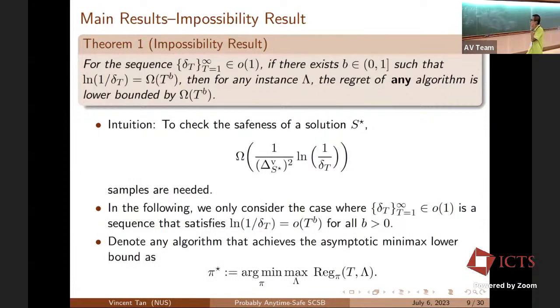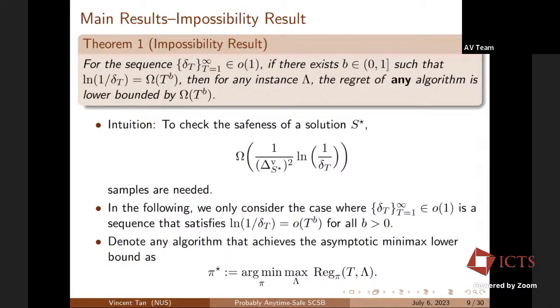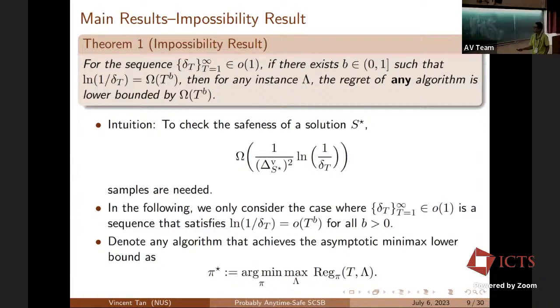Let us denote any algorithm that achieves the asymptotic minimax lower bound as follows. Let me parse this expression. The regret is a function of the algorithm you use, the time horizon, as well as the instance. So let's look at the worst case instance. Let's look at the worst case regret over all possible instances. And let's look at the best possible algorithm. So this is some good algorithm that we would like to understand its properties.